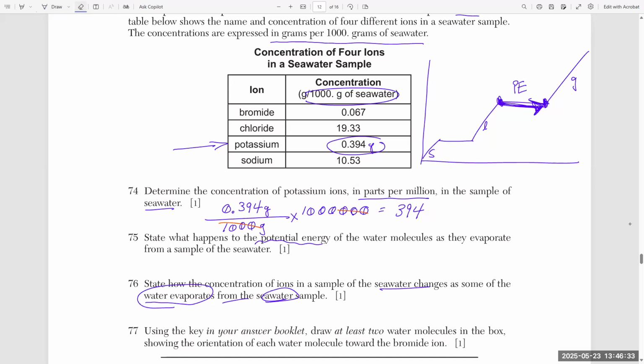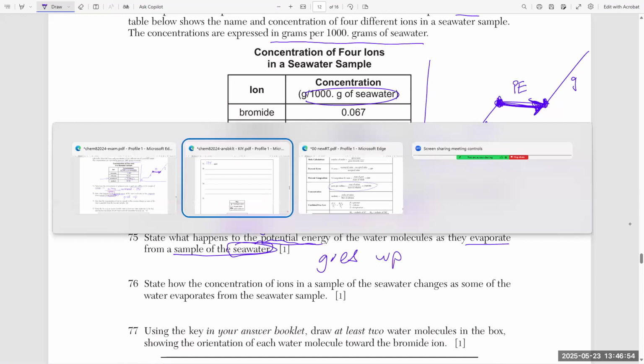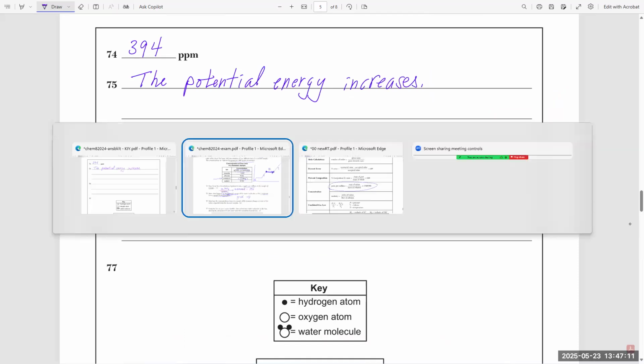Oh, I'm sorry, I circled the wrong thing, but it doesn't matter. It's the same exact thing we're looking at. So it says potential energy, PE, as they evaporate from a sample of seawater. Again, we're starting with water and evaporating. So what do we know? Potential energy goes up. So we're going to go to the problem and say the potential energy goes up or increases, like that. Okay, let's keep going.